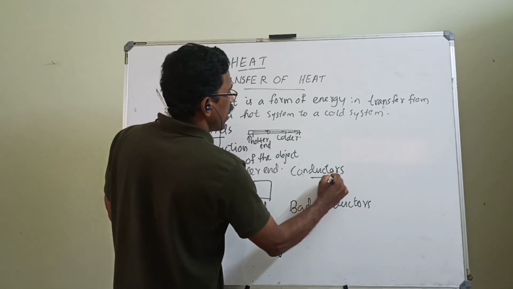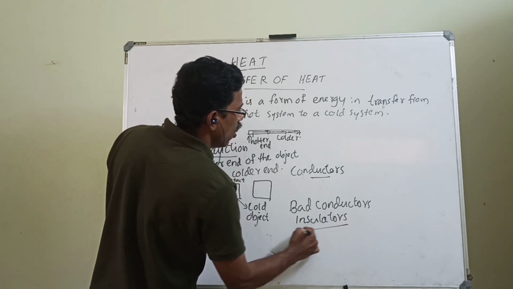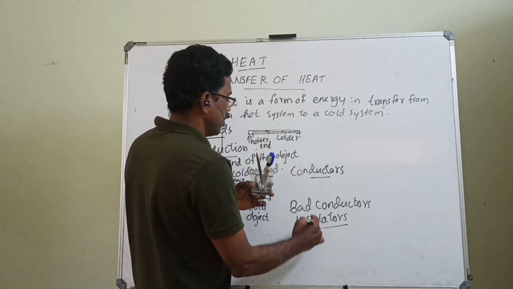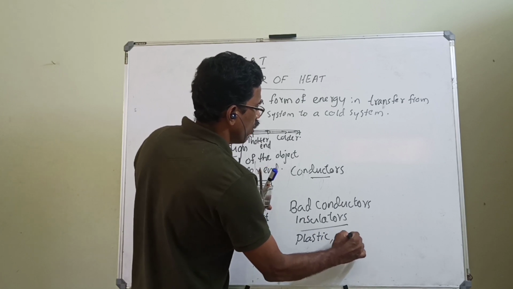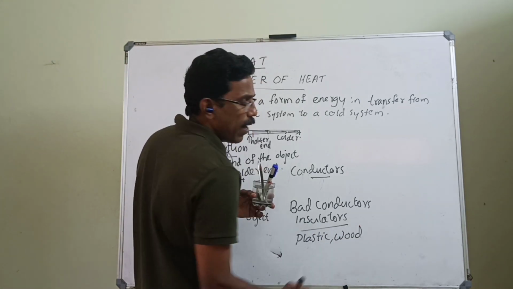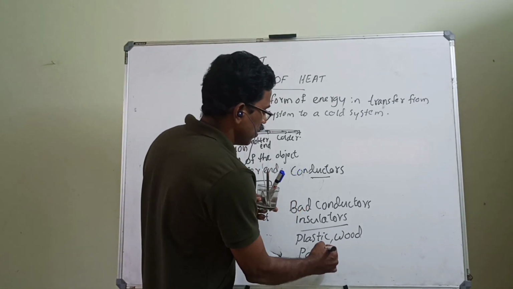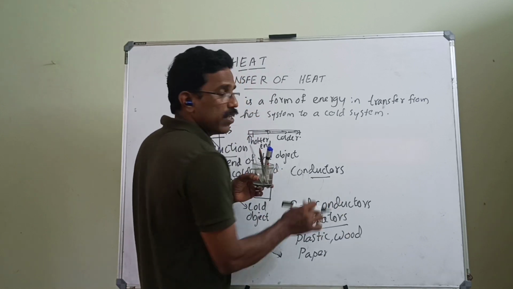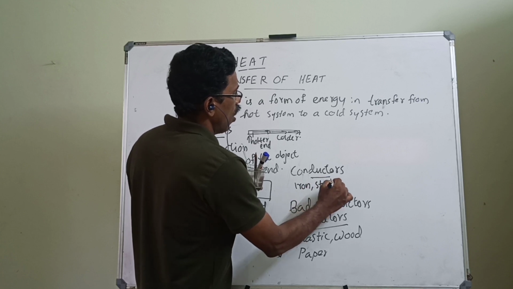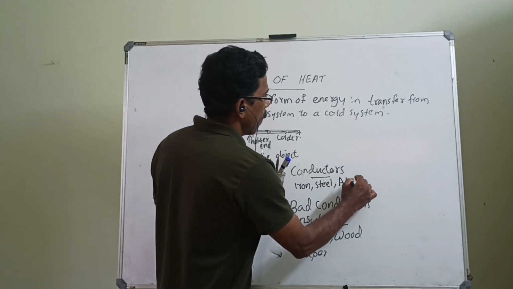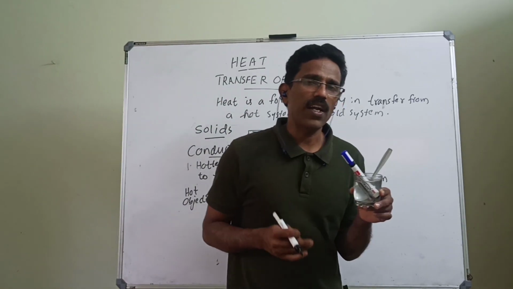Conductors and bad conductors. Bad conductors are otherwise called insulators. Here, plastic is a bad conductor, and a wooden object is also a bad conductor. Paper, thermocol, etc. are bad conductors. But materials like iron, steel or aluminium, etc., are good conductors of heat.